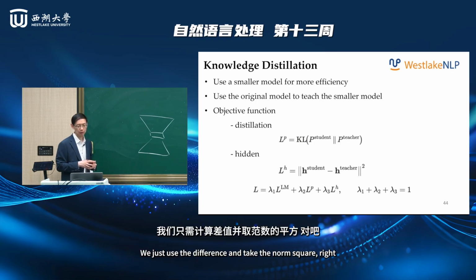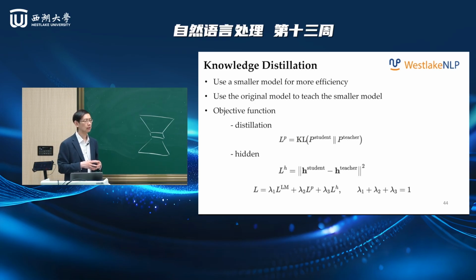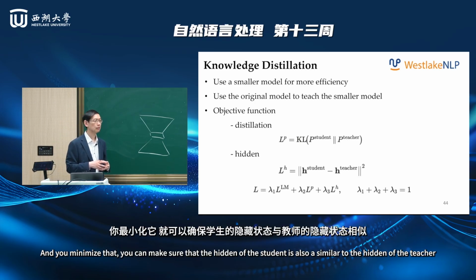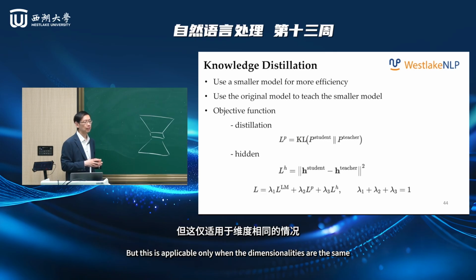It just uses the difference and takes the norm squared, and you minimize that. You can make sure that the hidden of the student is also similar to the hidden of the teacher. But this is applicable only when the dimensionalities are the same.